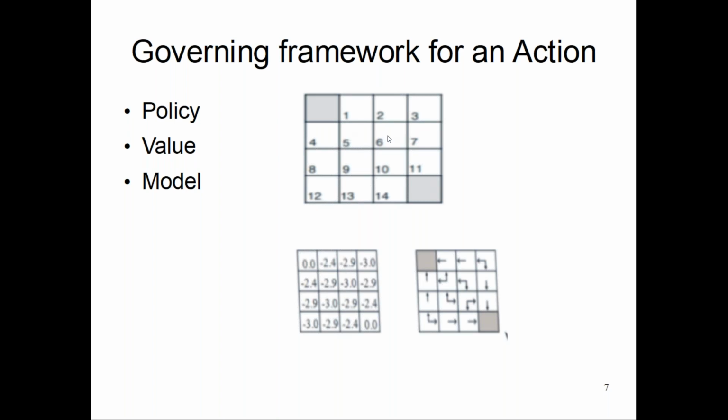From 5 to 6 or 5 to 9, there is some probability. Being in 5, I may have a 0.4 probability of going to state 6, 0.6 probability I may go to state 9. So this is the state transition probability. That means between moving from one state to the other, how is that happening? That is happening by an action, right? There is one probability involved when you go from one state to the other.